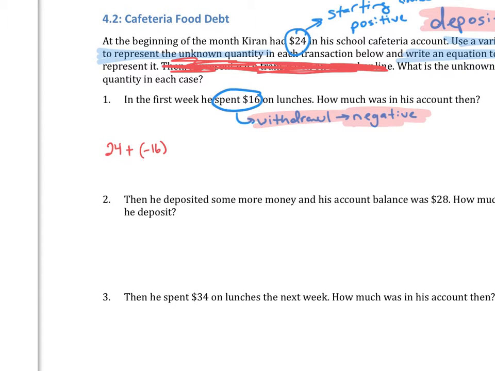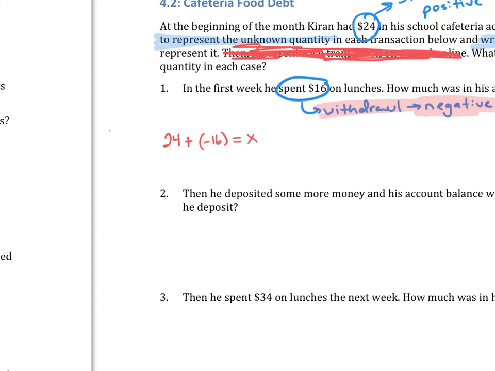So 24 plus negative 16, I still need that variable in the equation part, so it's going to be equal to x. Doesn't matter what variable you use, I'm just using x. So make sure you have that equation part and the variable part. So to solve this, I just use what I know about adding integers. The signs are opposite, so I know I'm going to subtract these absolute values. So if I want to do some margin work, that's fine. 24 minus 16 is 8.